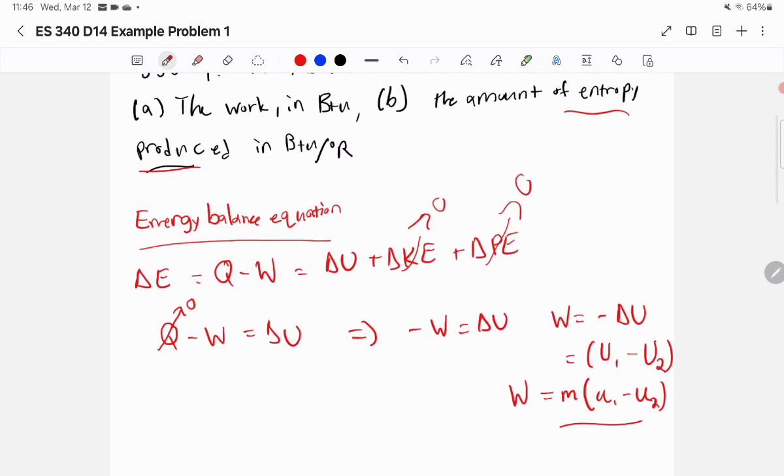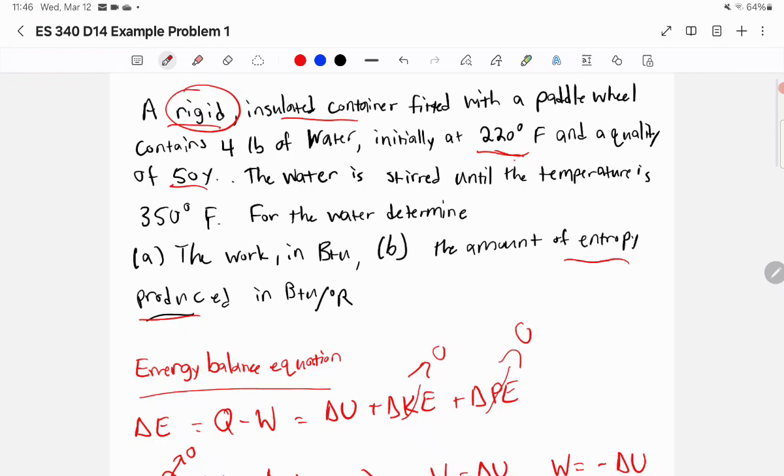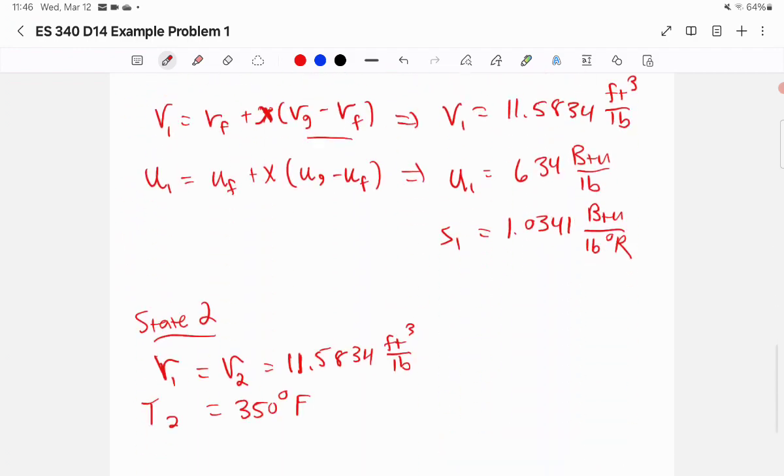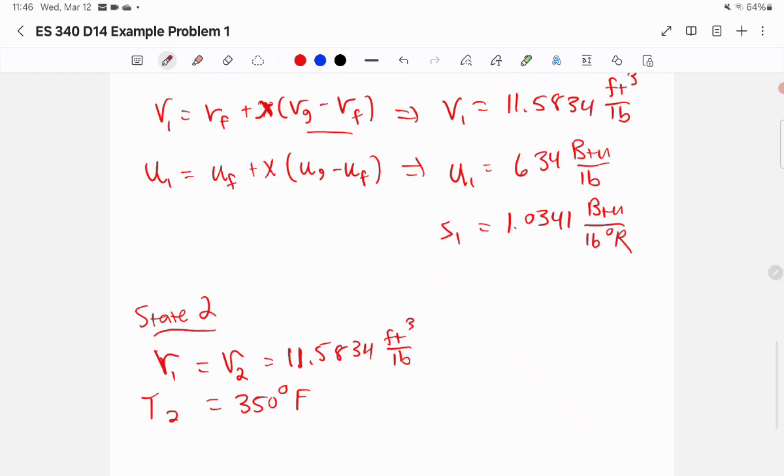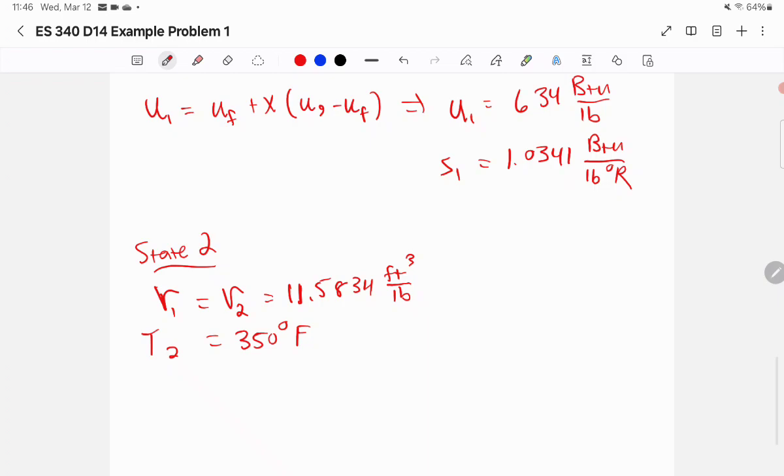And by the way, the reason that we know that we have work, I forgot to probably mention that, is that it's stirred with a paddle wheel, right? So we have some external thing that's providing work, or perhaps extracting work, depending on the scenario. The fact that it's being stirred probably indicates that it's work being done by the paddle wheel on the system. So we have T2 equal to 350 degrees Fahrenheit, and we know what V2 must be.